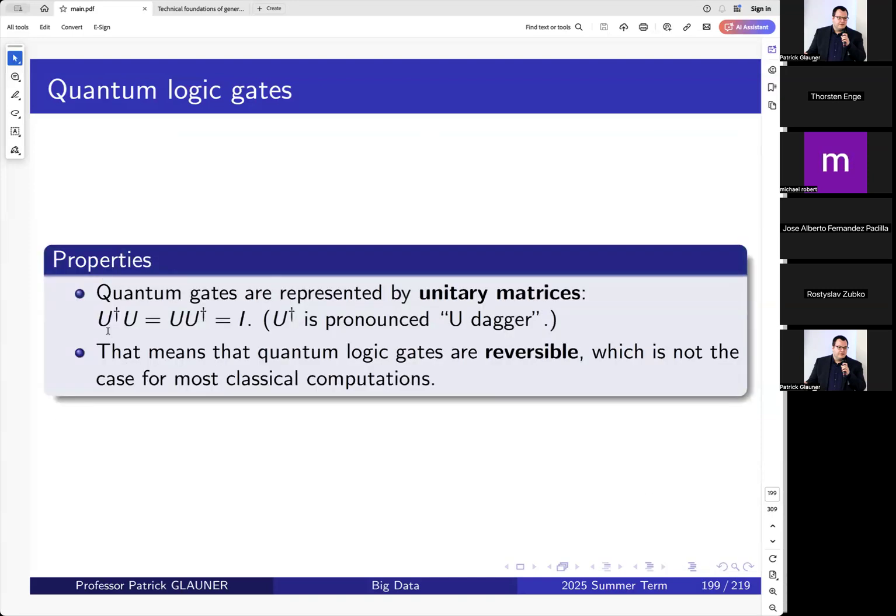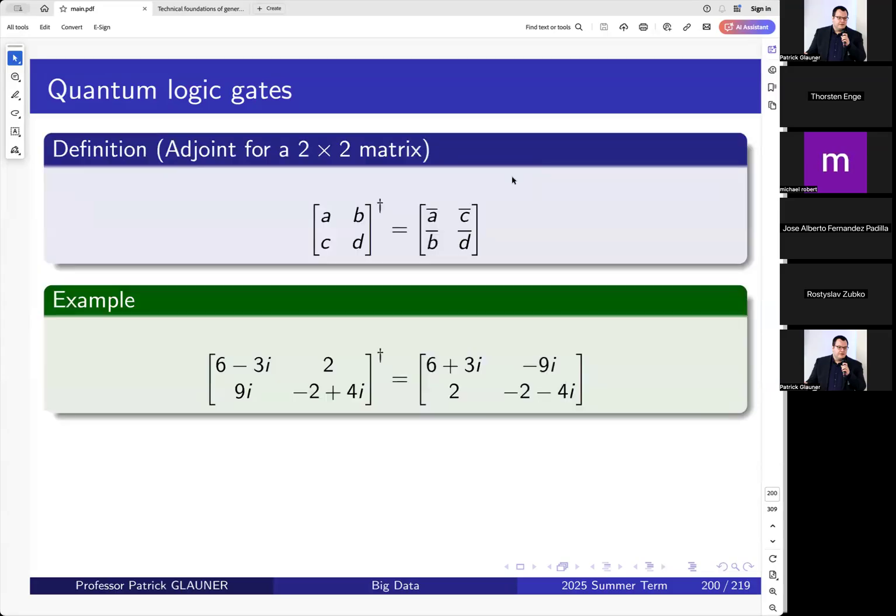And only for matrices where U dagger times U is the same as U times U dagger, and both of them are equal to the identity matrix, only then I have a proper unitary matrix, and only those matrices can be quantum gates. This matrix here definitely is not unitary. I've only applied the dagger operation to this matrix as an example.